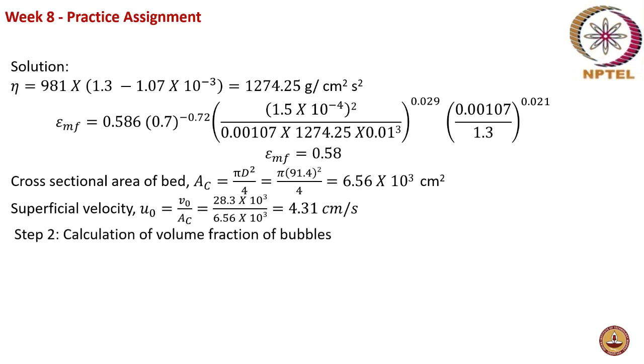Now, the next stage, we have to calculate the volume fraction of the bubbles. The volume fraction of bubbles is given by delta is equal to (U naught minus U_MF) by (U_B minus U_MF) into (1 plus alpha). So, what is U naught?